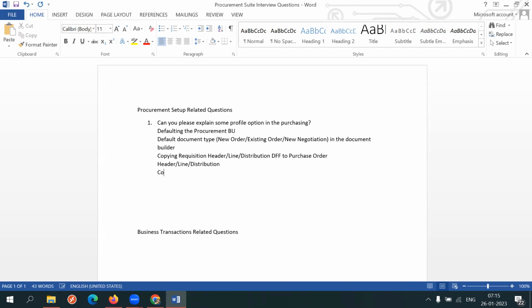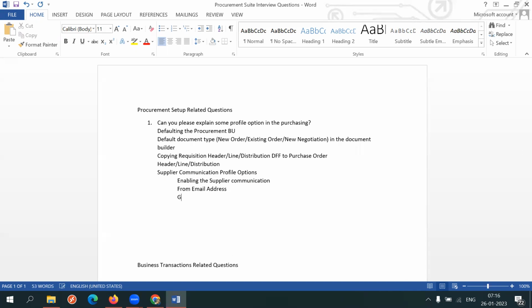Communication data model for the cXML type of communication, and attachments, whether attachments can be sent. Enabling the supplier communication. And I will enter the important profile options on the communication. Supplier communication profile options: enabling the supplier communication, and from email address.